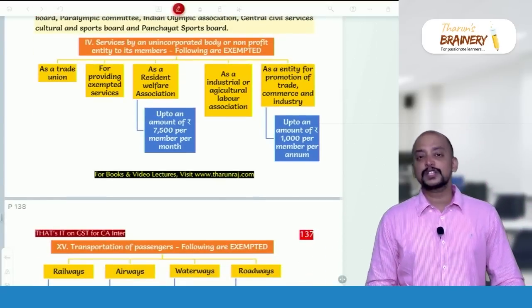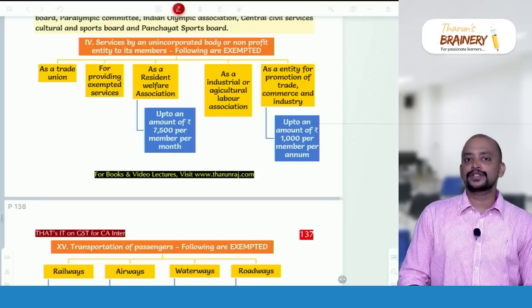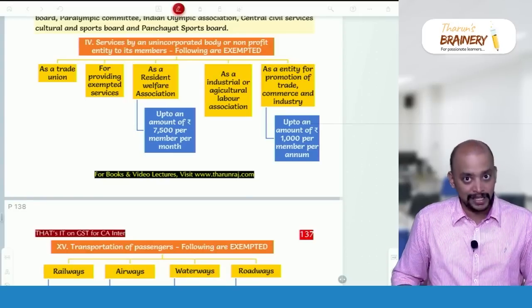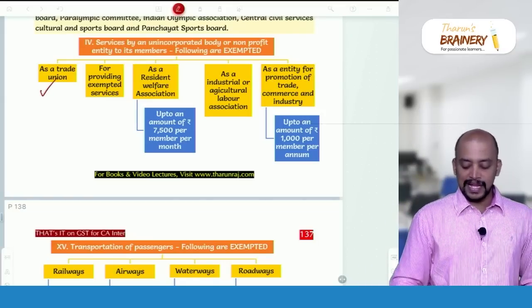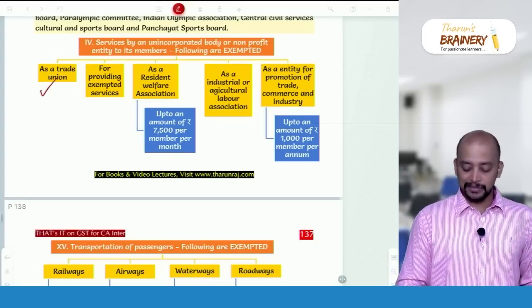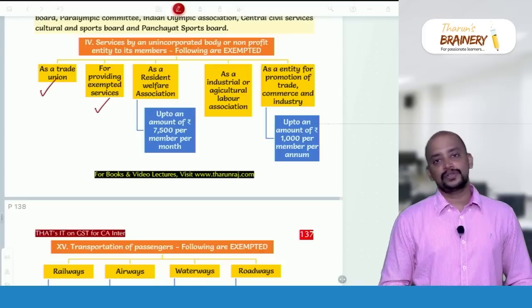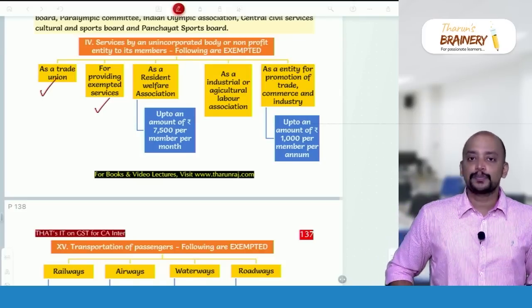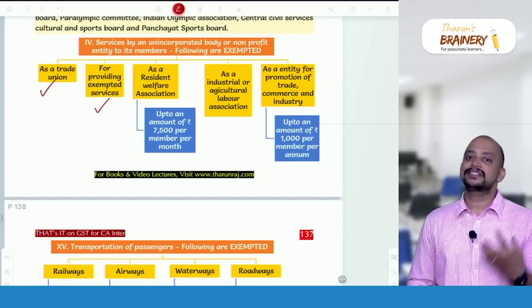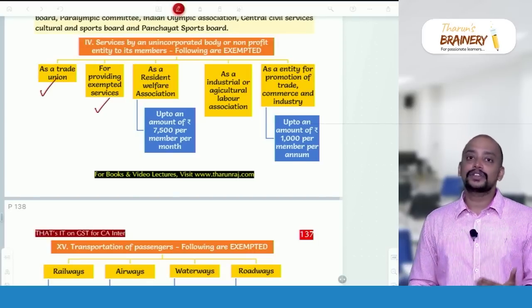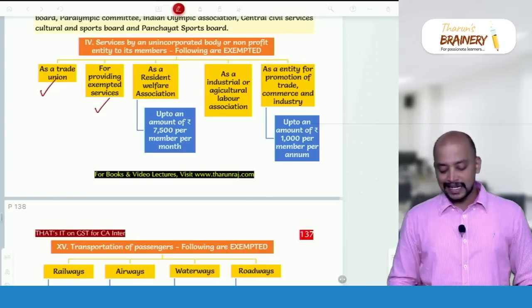Then the next one, services provided by an unincorporated association or body to its members. So there is an unincorporated association or body which is providing services to its members. Suppose that unincorporated association is a trade union, whatever money they are collecting will be exempted. Suppose that service itself is an exempted service, then that activity is also exempted. Suppose it is provided by a resident welfare association, that is, an apartment owners association providing to the flat owners, like common area expenses, they will be recovering in the form of maintenance charges. If that maintenance charge does not exceed 7,500 per month per member, then it is exempted. If it is exceeding 7,500 rupees, entirely it will be taxable.